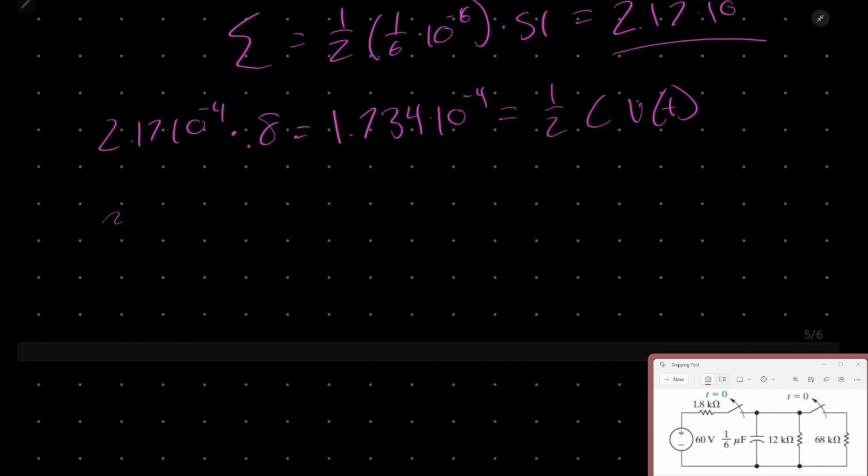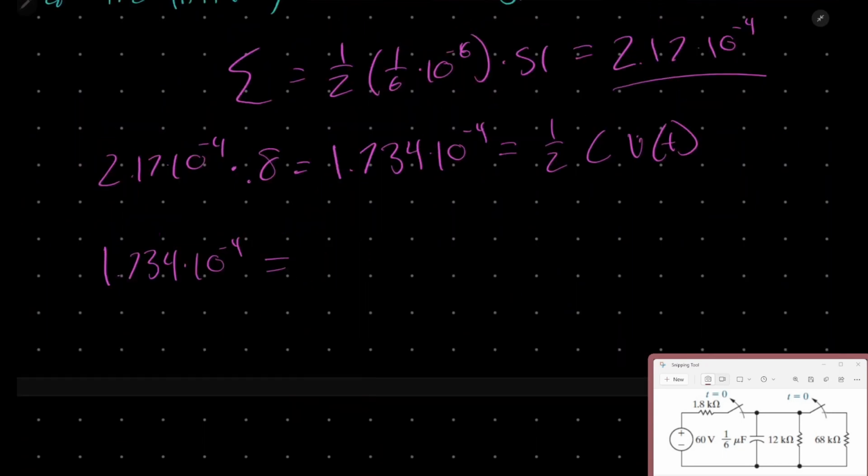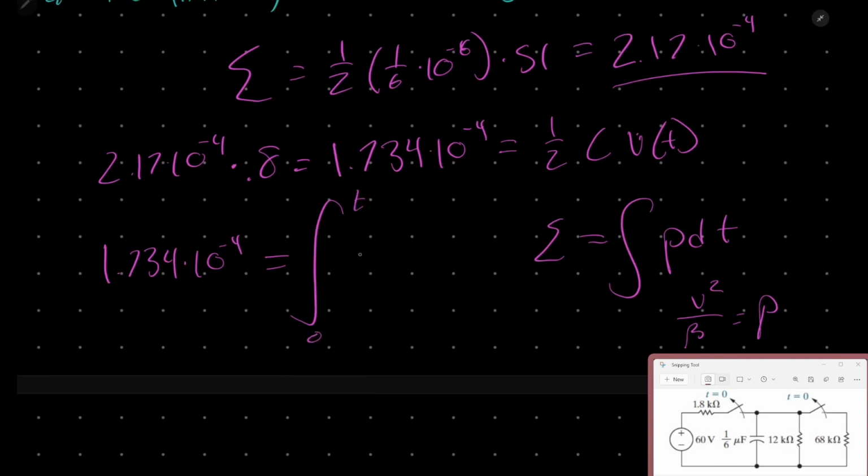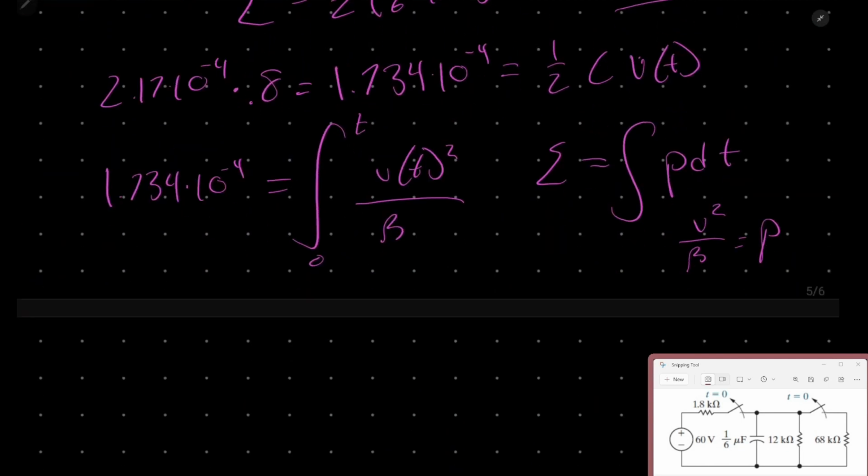So we will take that and go 1.734 times 10 to the negative 4 equals the integral, because we want to get the t from 0 to t. Actually, skip another step. We need to remember that E, like we did before, is equal to the integral of p dt. And remember that we used v squared over r, that's equal to p. So that's what we're going to do here. We're going to do the integral from 0 to t of v of t squared over r. And then we'll continue that down here.